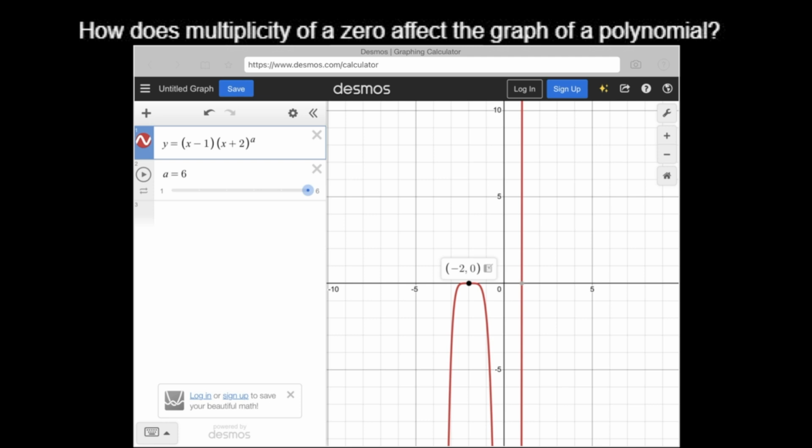So what we can conclude from this is that if a factor or a root has an odd multiplicity, it goes through the x-axis, versus if the multiplicity is even, it just touches the x-axis.